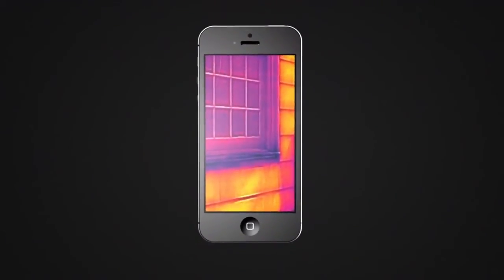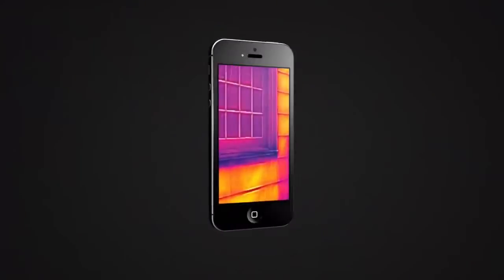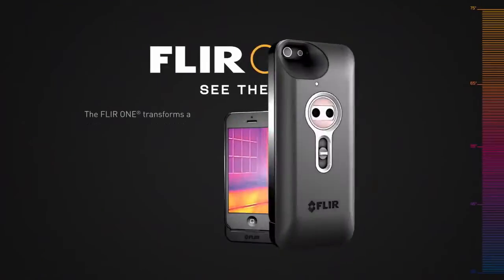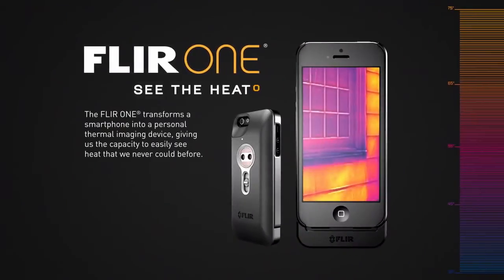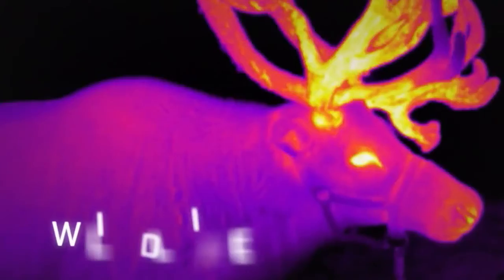Military technology that was reserved for the battlefield just a few short years ago has found its way into the palm of your hand. Introducing FLIR 1. The world's first personal thermal imager slides right onto your iPhone 5, so you can see the heat wherever you go. You can see the heat of danger lurking in the wild, or through dense smoke or fog.